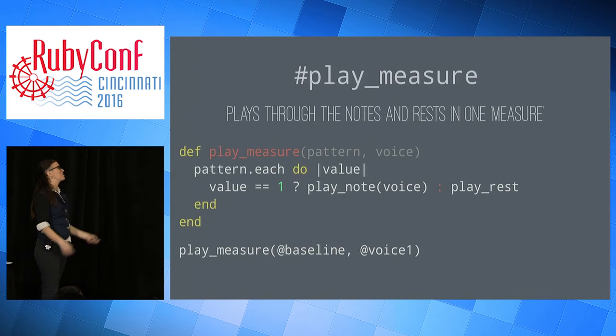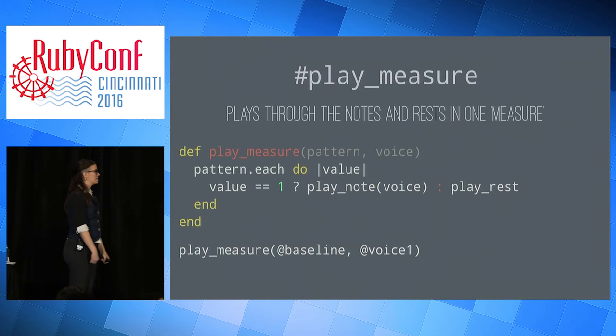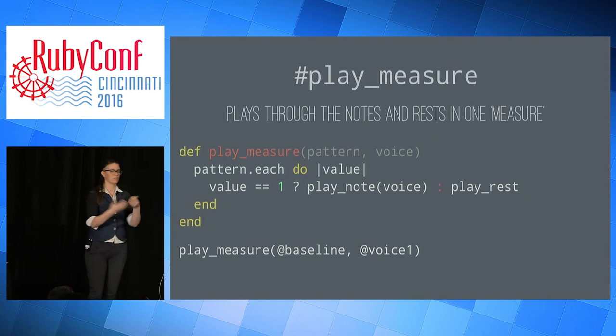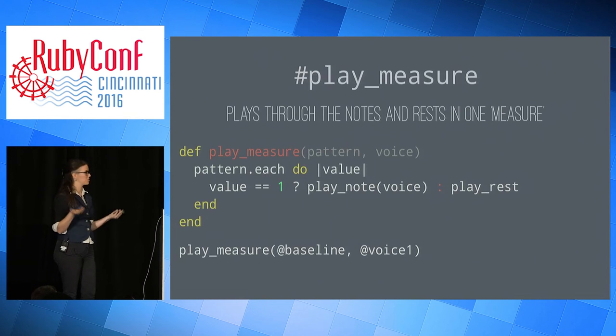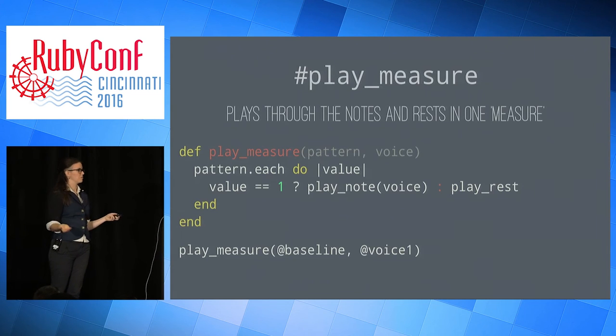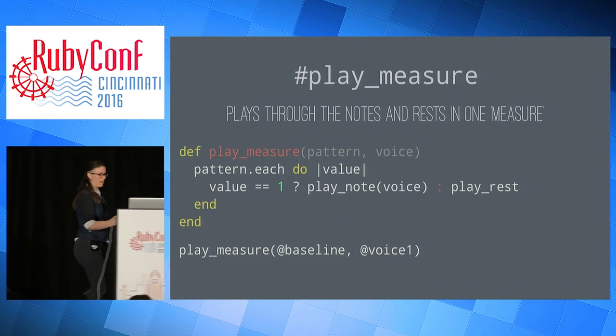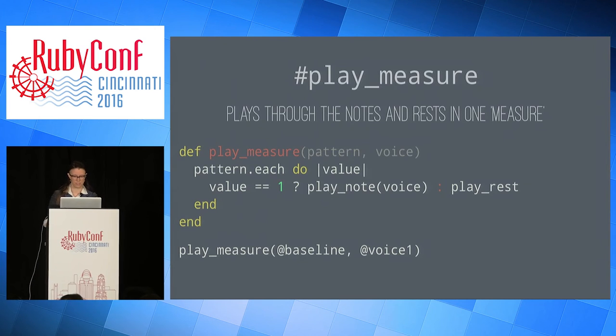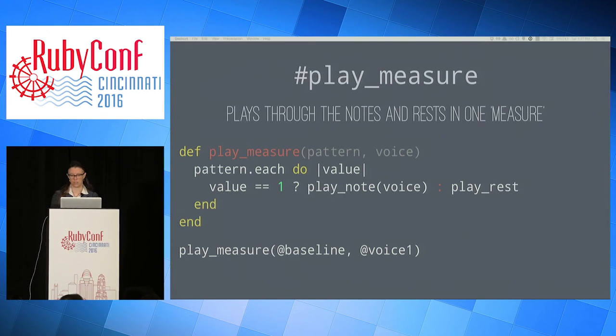So for playing the measure, we take two arguments: the pattern of notes that we want to play and the voice that we want to play them. So for each value in this pattern, if it's a 1, we play the note with the voice given, and if it's a 0, we play the rest. And I can tell you what that sounds like. At least I think I can.